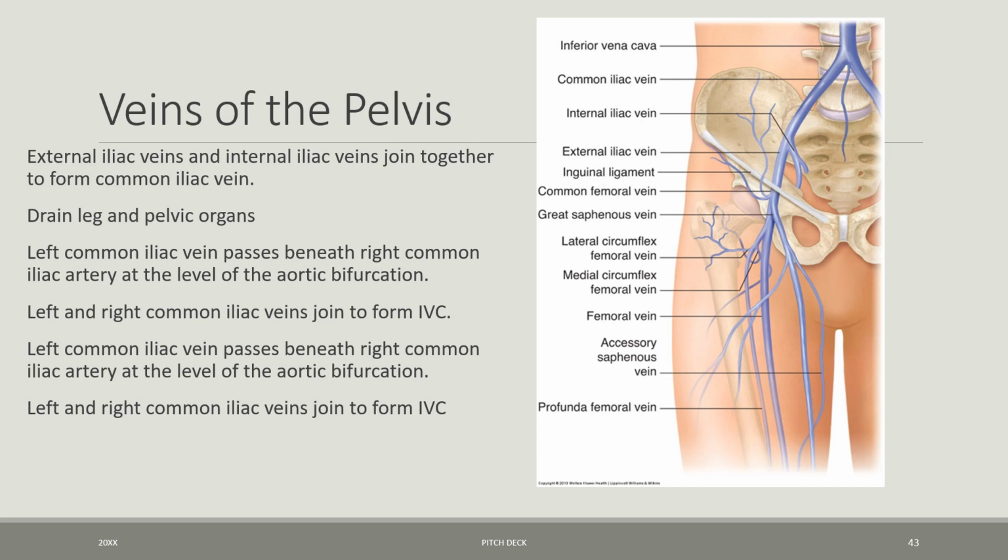Once it crosses the inguinal ligament, it becomes my external iliac vein. Once it joins or anastomoses with my internal iliac vein, it becomes the common iliac vein. Once the two common iliac veins come together, then they're going to become the IVC.